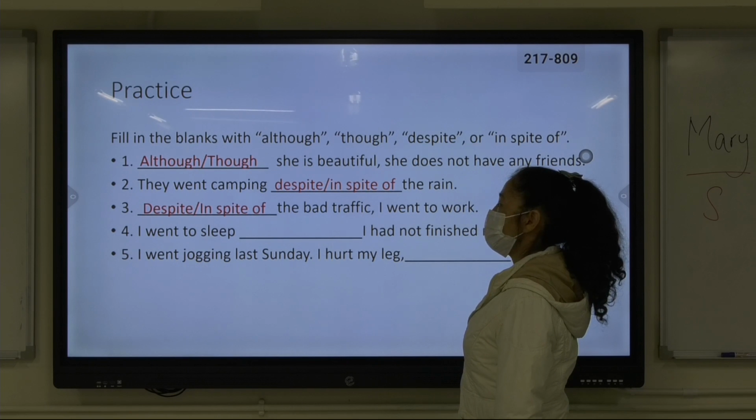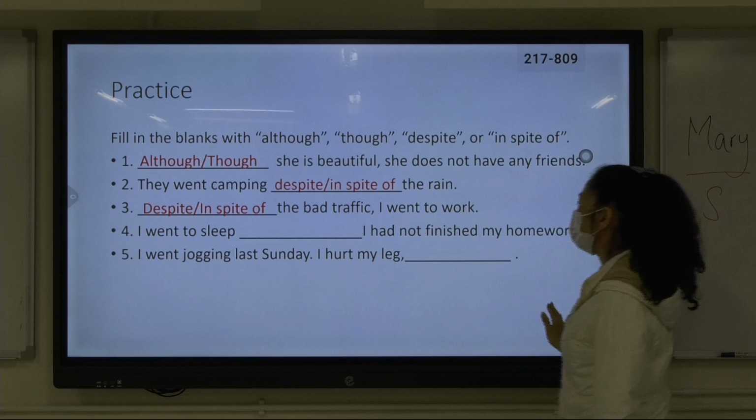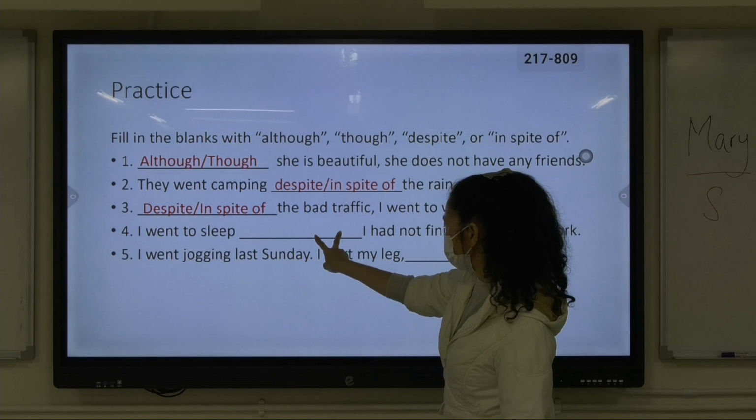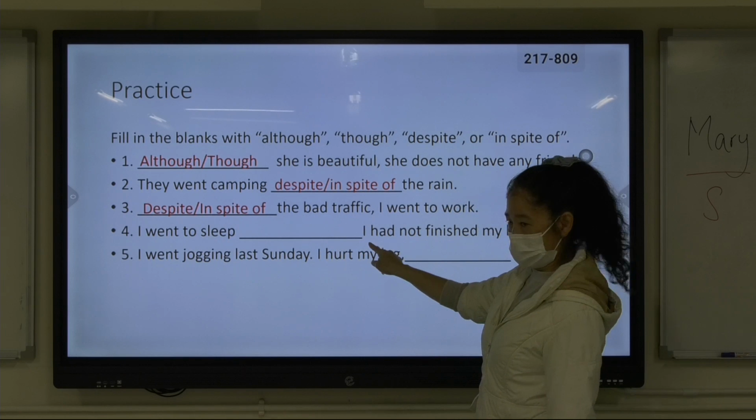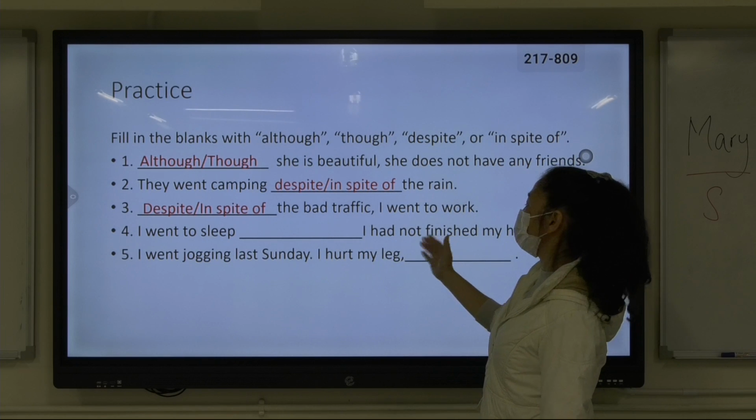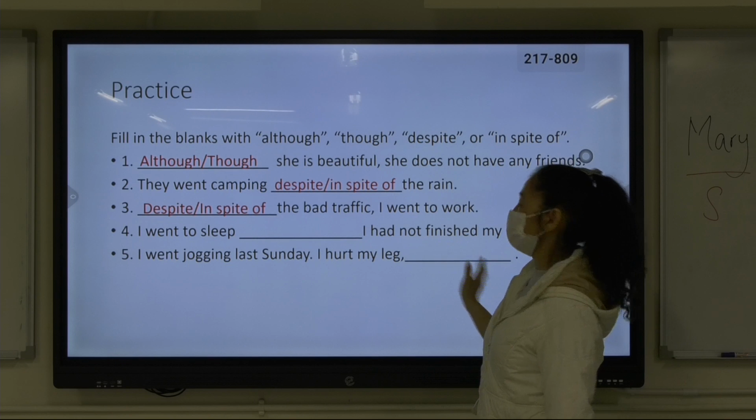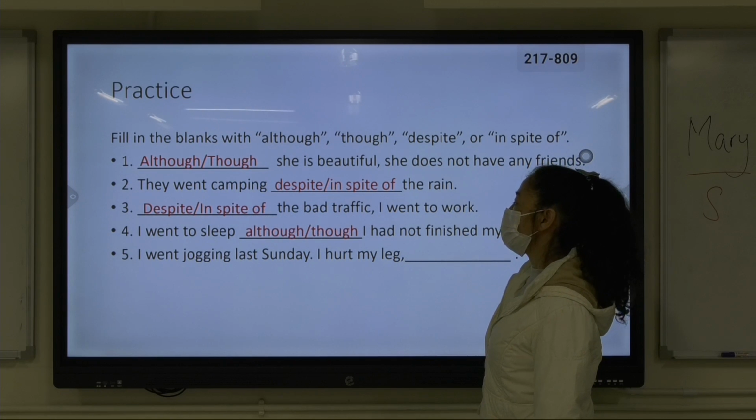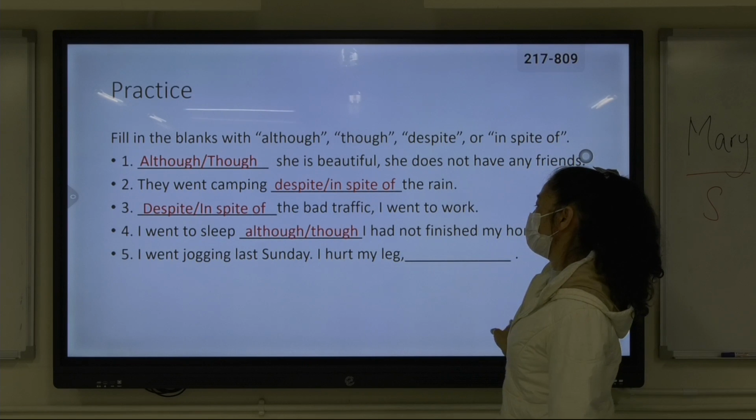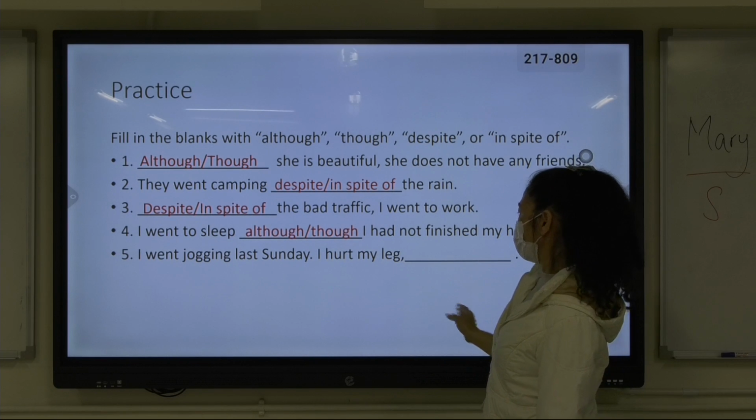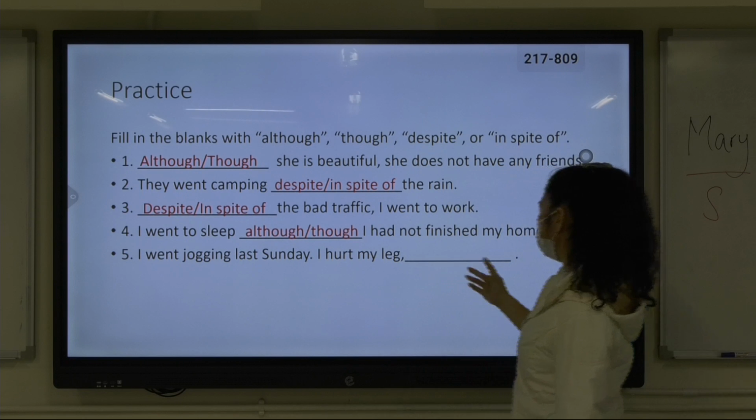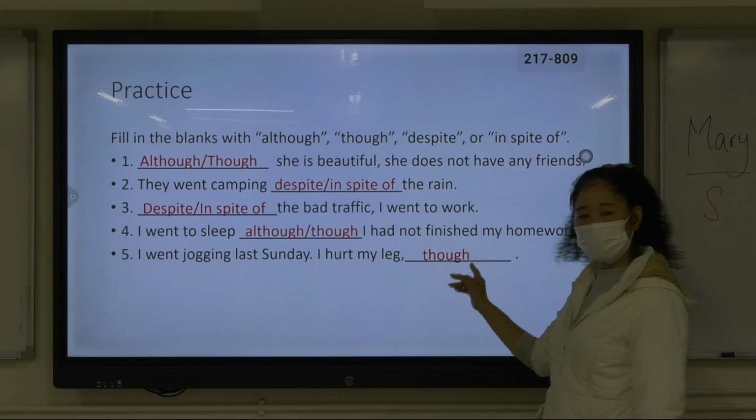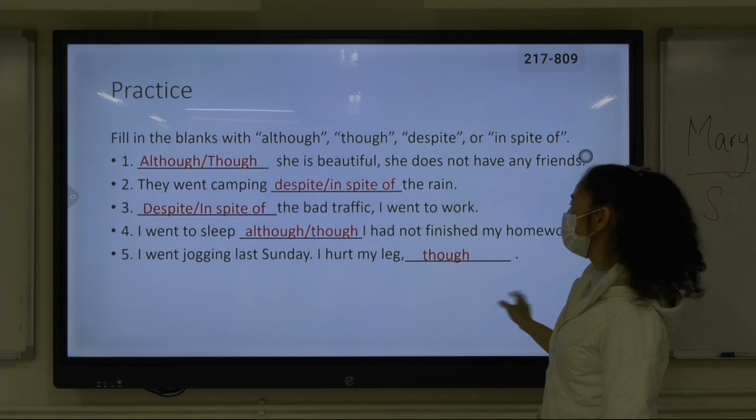Number 4: I went to sleep, I had not finished my homework. So these 2 connectives should be followed by I as the subject and had not finished as the verb. Which one? Yes, although and though. And the last one: I went jogging last Sunday, I hurt my leg. And then at the end, which one? Yes. Do you still remember? Only this word, though, can be put at the end.